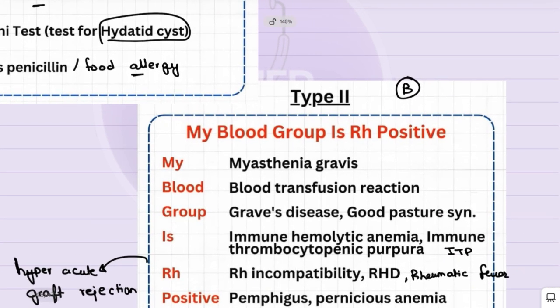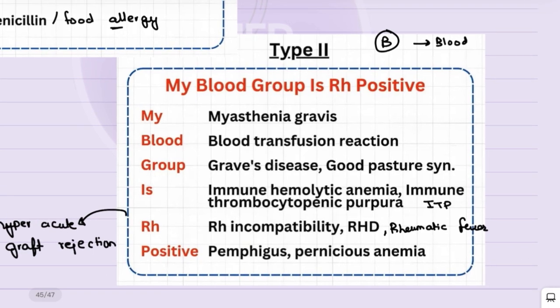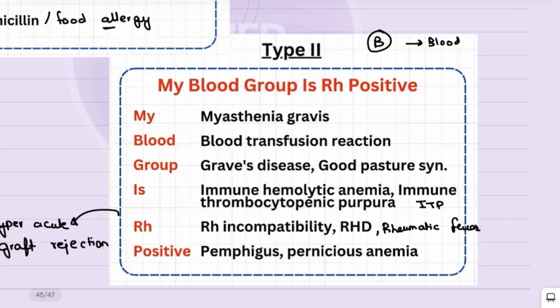Type 2 is B, B for blood. So basically remember that the type 2 reaction is mostly related to the blood. Here the mnemonic is: my blood group is Rh positive. So M is myasthenia gravis, B is blood transfusion reactions when the wrong blood transfusion is given. G is for Graves disease and Goodpasture syndrome. I is for immune hemolytic anemia or ITP, which is immune thrombocytopenic purpura.